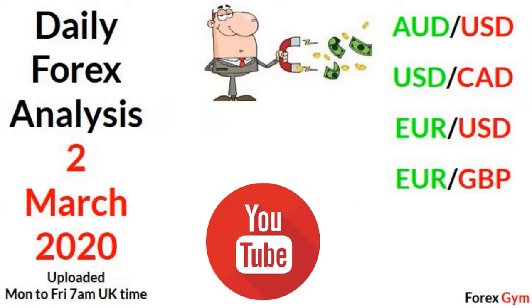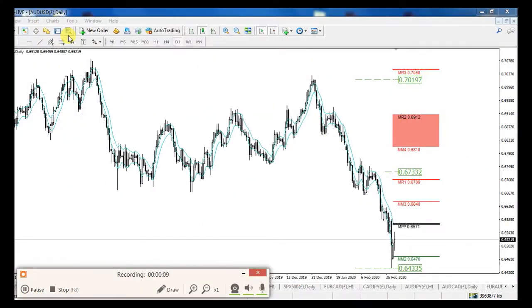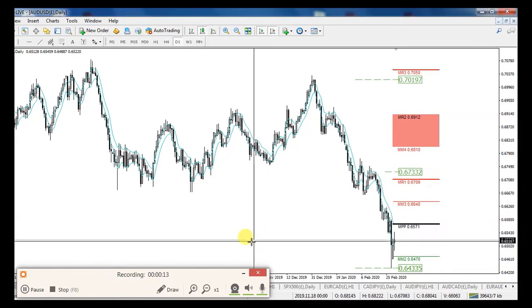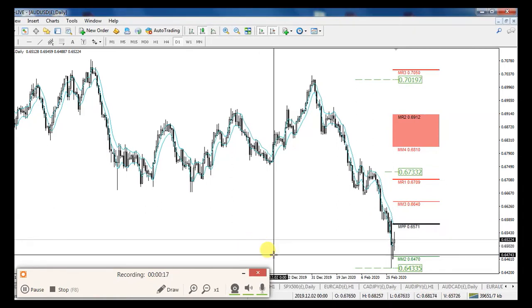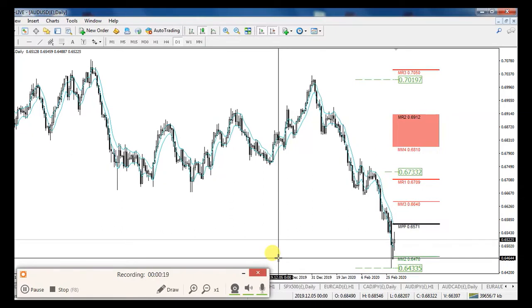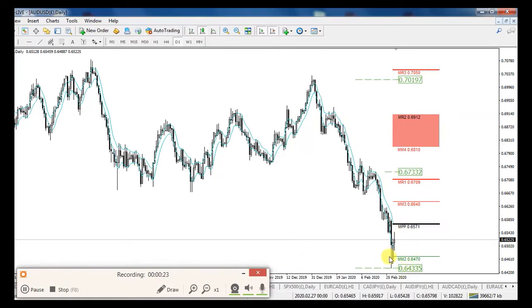So without further ado, we're going to start off Aussie against US dollar. This is a daily chart, and the market gapped about 40 pips over the weekend. It closed at roughly 65.08 and opened about 64.65, so around 40 pips, and then it is edging higher to possibly this monthly pivot.